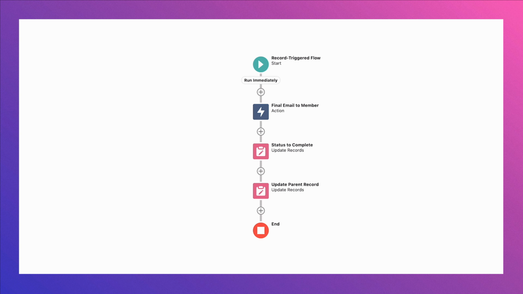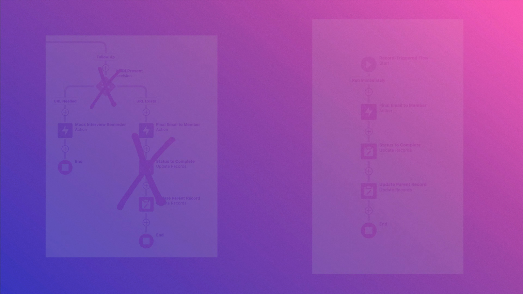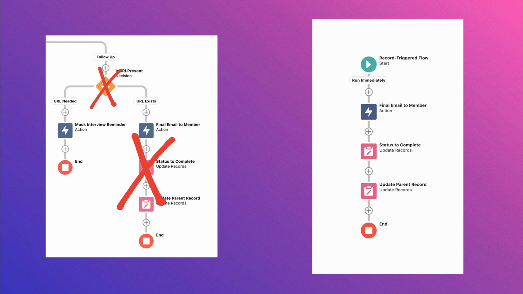There are some additional smaller flows that I want to show as well. The first one is actually a better way to handle the final scheduled path of the first flow. Rather than using the decision element, which can't reevaluate the record after the decision has run, I created a separate flow that runs when the mock interview record is updated with the final information required on it. This flow is identical to the URL exists decision branch, but instead of running after a decision, it is a record trigger flow that runs as soon as the manager adds the URL and notes to the mock interview record. It then updates both records to completed. This is more efficient and easier to troubleshoot.